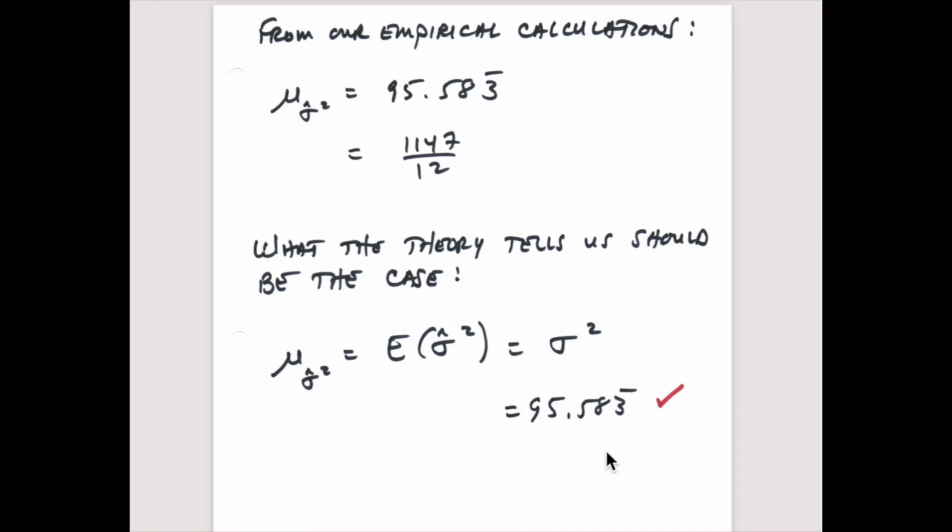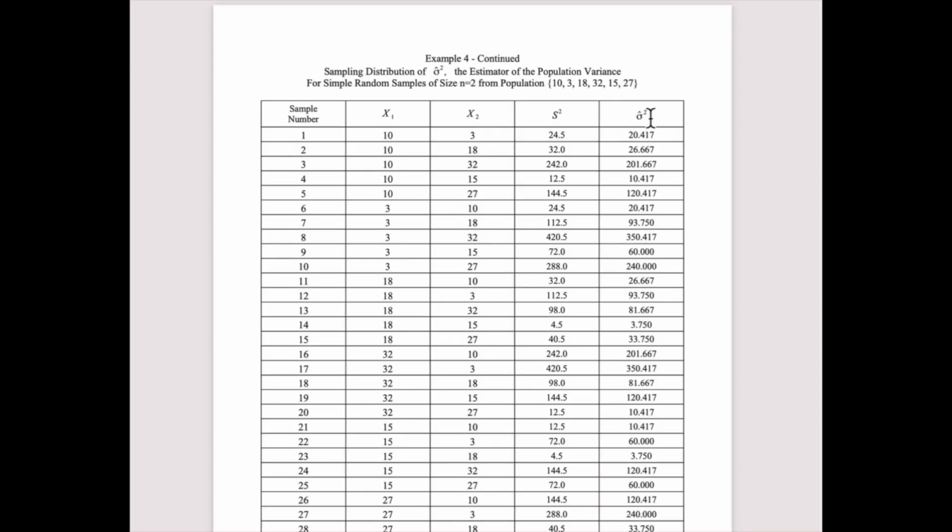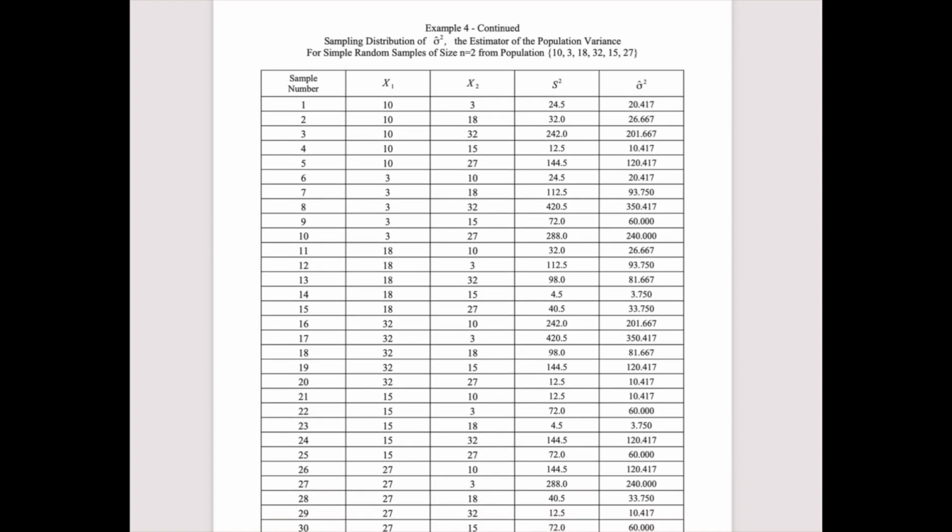Now, earlier we calculated the variance of this population. We calculated sigma squared to be 95.583 repeating. And so we see that we have agreement here. Empirically, the mean of the sampling distribution of sigma hat squared for this example is exactly what the theory tells us it should be. So that shows that for this example, these values would be the appropriate estimators for sigma squared for each of the 30 samples.